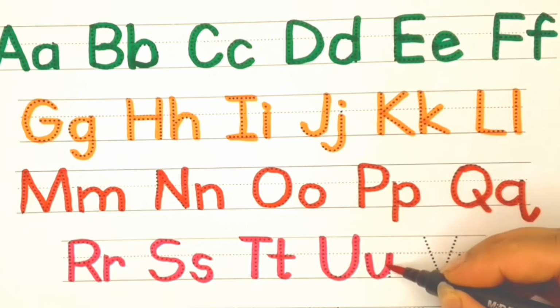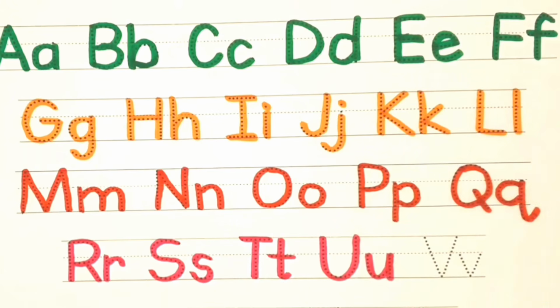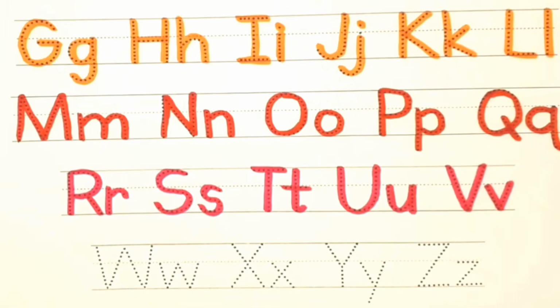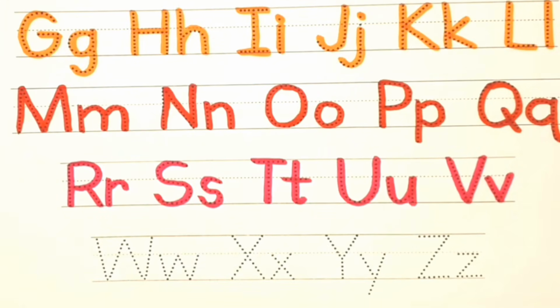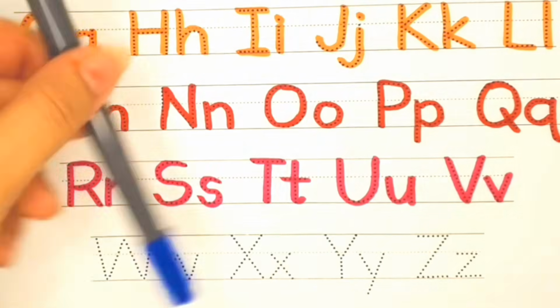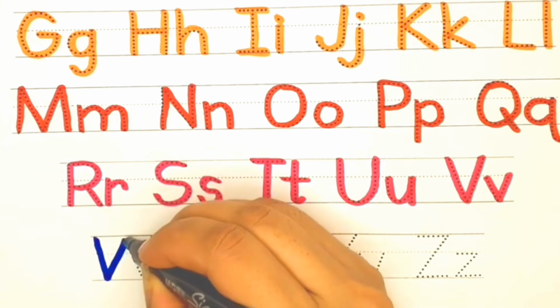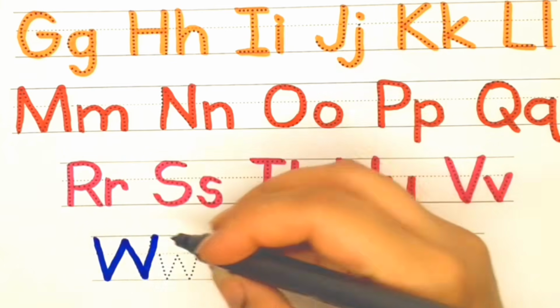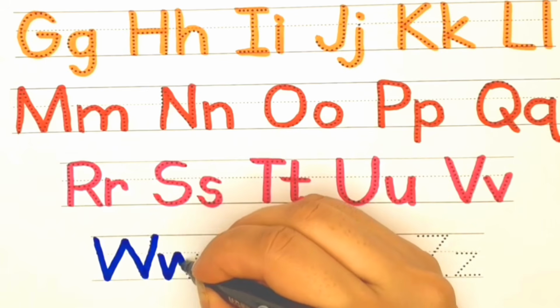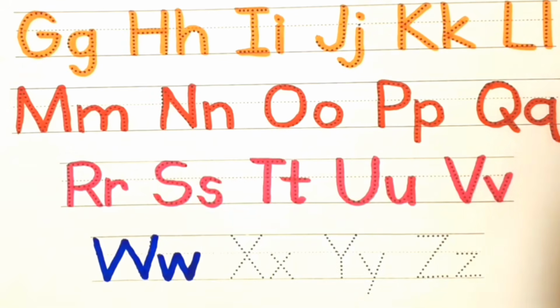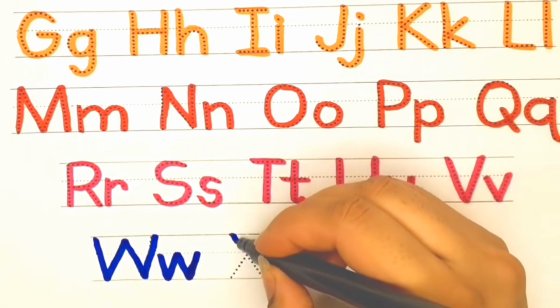Capital U, small u. U for umbrella. Capital V, small v. V for van. Capital W, small w. W for watch.